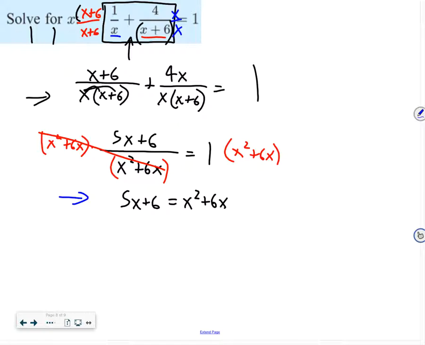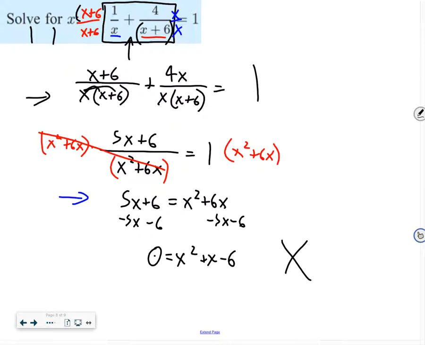Okay, so now I solve it as I would have from our 4 steps. Set equal to 0, so minus 5x minus 6, minus 5x minus 6. Okay, choosing the right side because my x squared term's already positive. So I get 0 is equal to x squared. 6x minus 5x is 1x. And I have a minus 6.